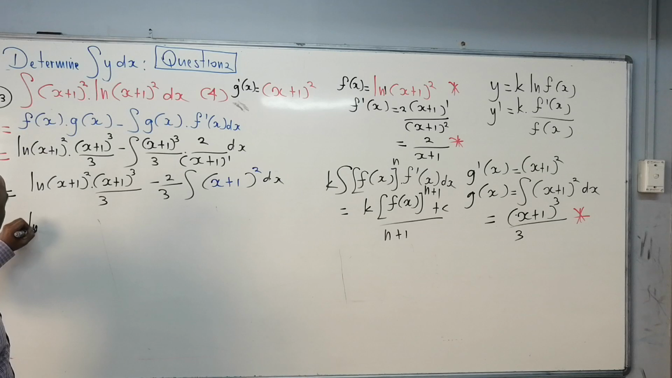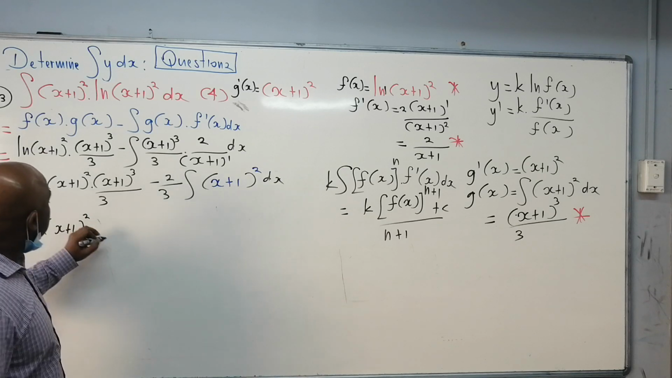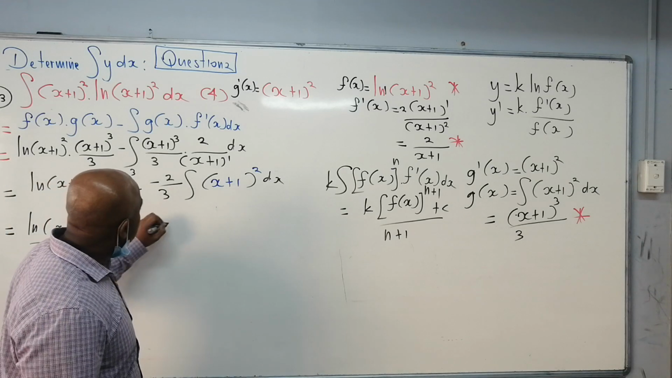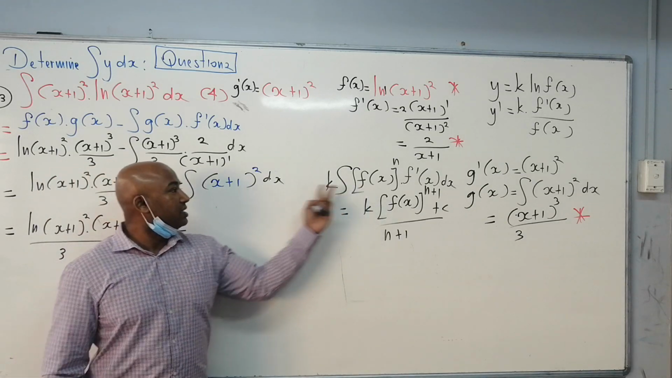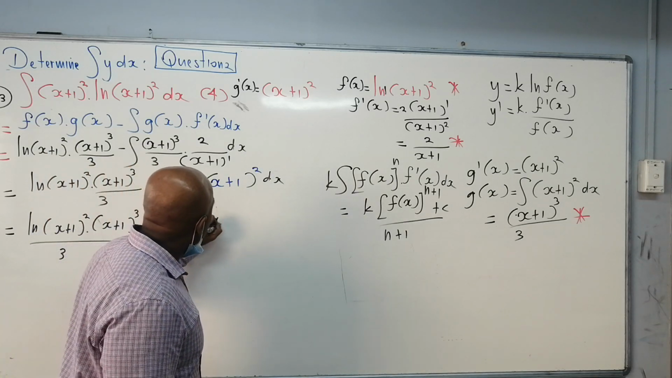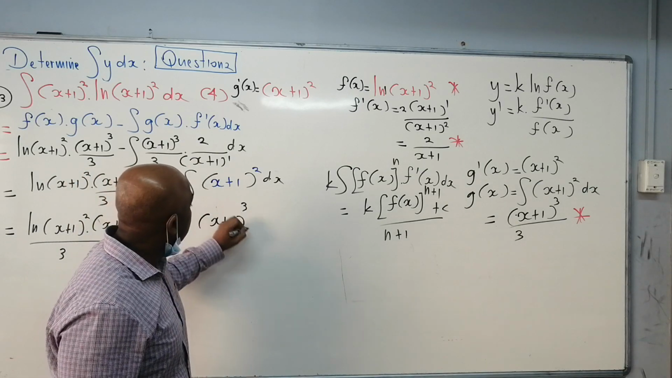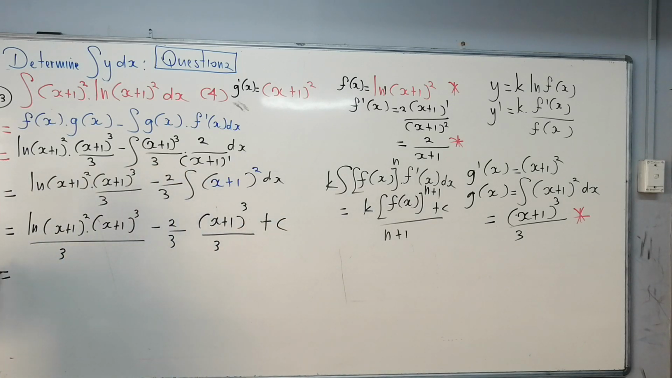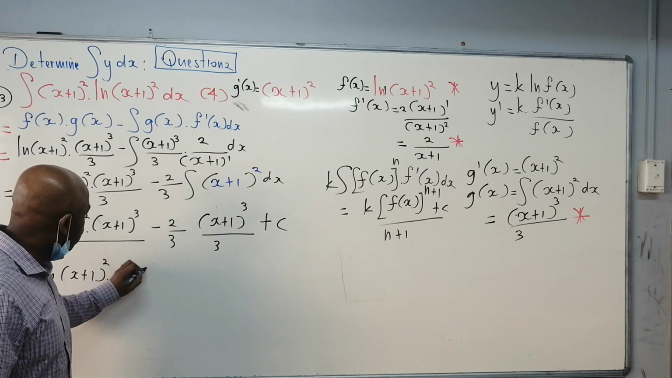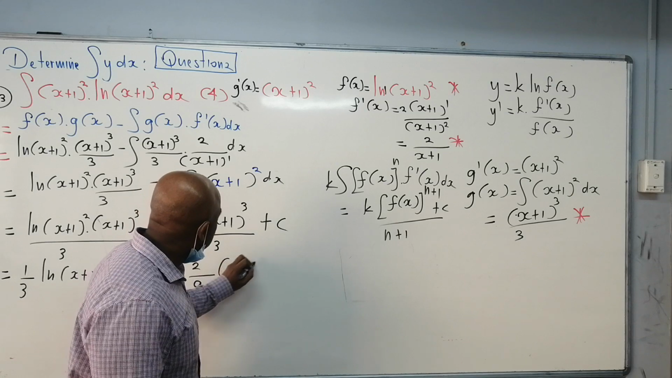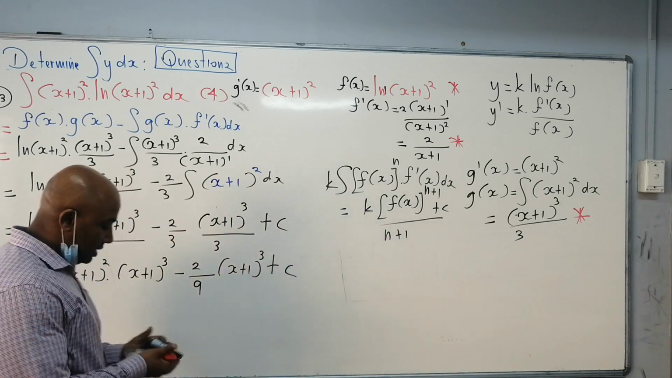So that's going to be ln (x + 1)², and that's going to be (x + 1)³ all over 3, minus 2 over 3. I'm dealing with f(x), which is x + 1, f'(x), exact derivative. We do it by inspection, so that's going to be (x + 1), 2 plus 1, that will be 3 over 3, and we're done now. So that will be plus c. So that's my 1/3 ln (x + 1)² times (x + 1)³ minus 2/9 times (x + 1)³ plus c.